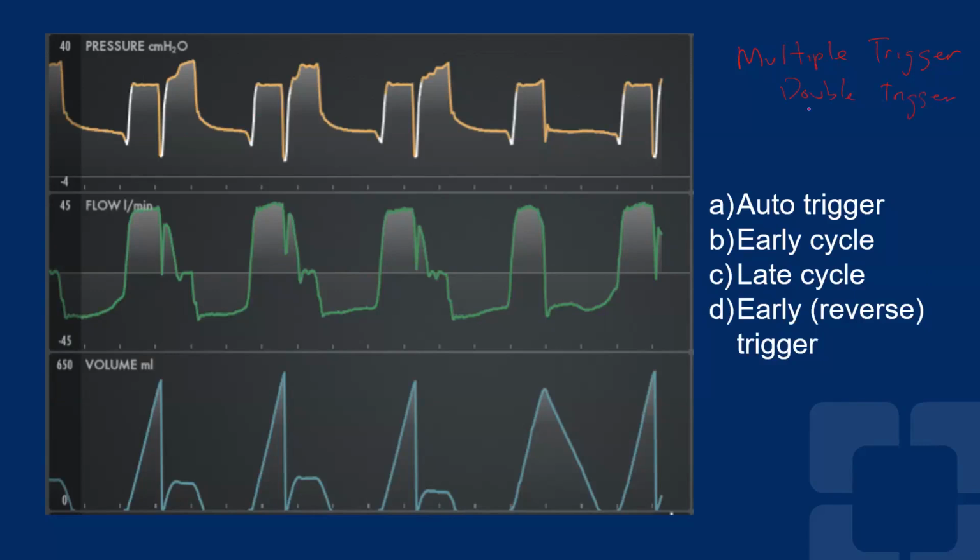And here's another one in which you see the breath triggers. The patient is doing a lot of effort, then the effort ends, and then there's what looks like a late cycle. And so a lot of inspiratory and expiratory effort. This is a very good example of a double or multiple trigger due to early cycle.